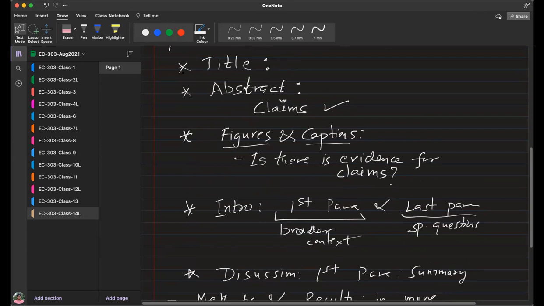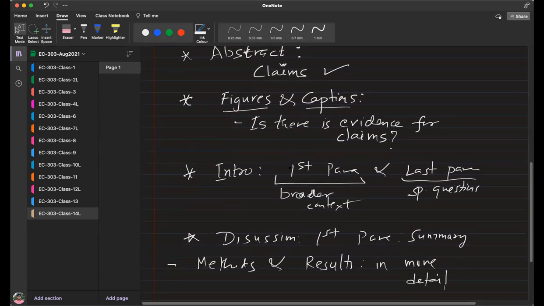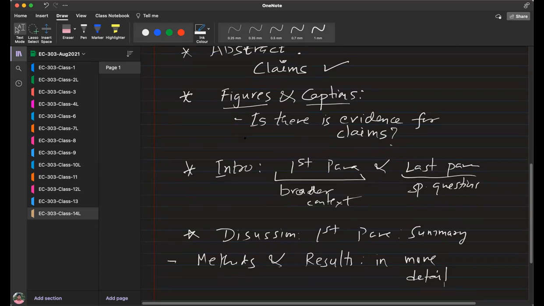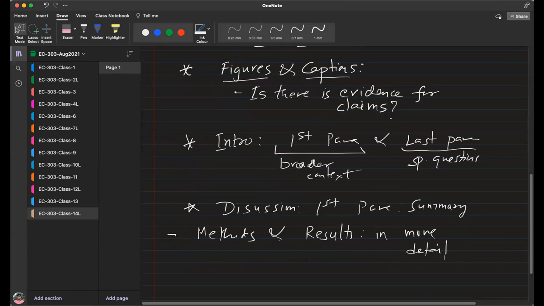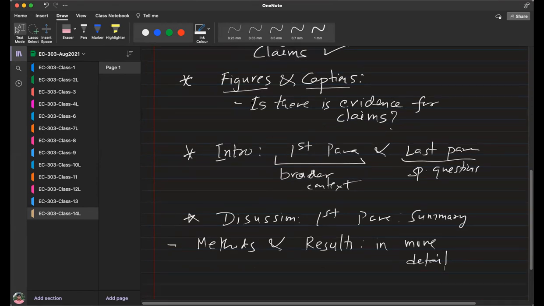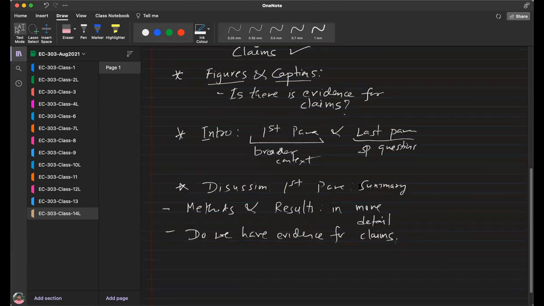But this strategy of reading in this order, trying to note down a few points as you go along, will help you have some clarity and goals in your own reading. Why are you really reading? What are you trying to gain from this? Of course, only by reading methods and results in detail at the end will you know whether there is really sufficient evidence for the claims made. Okay. So try to follow this broad strategy. Hopefully that will help you.